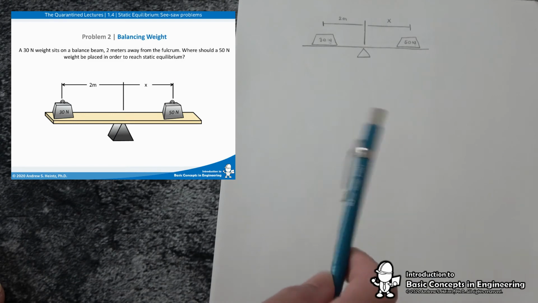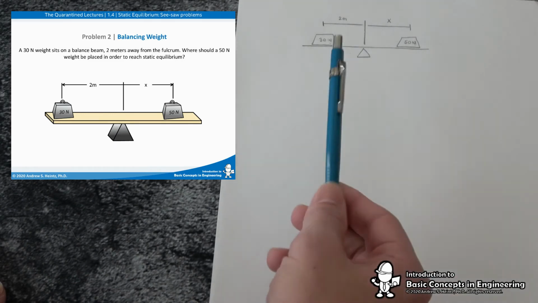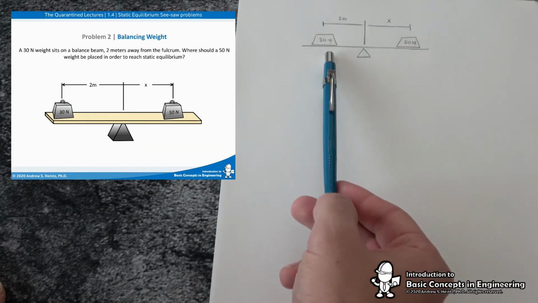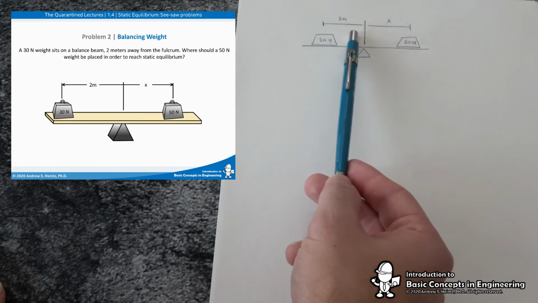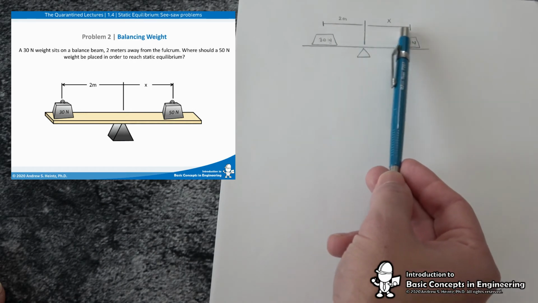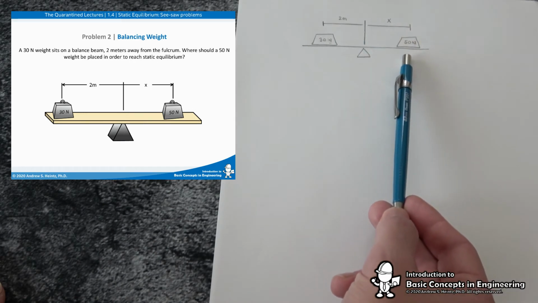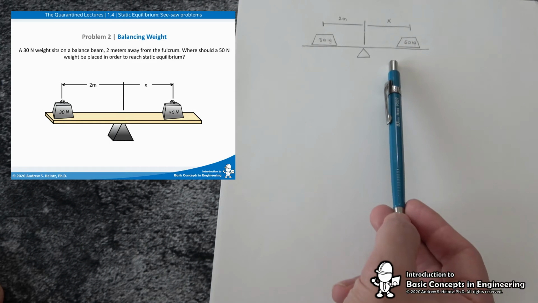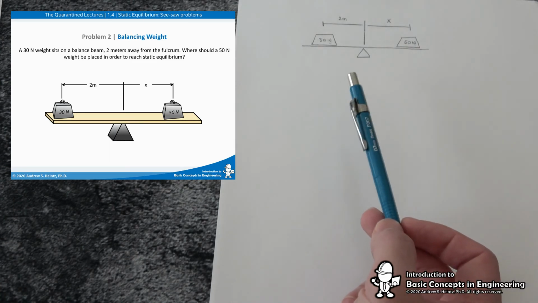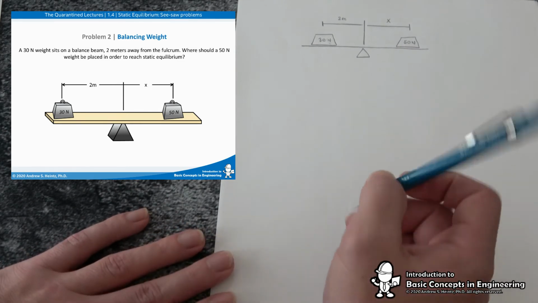Hello students. So in this problem, another seesaw problem, what we have is a 30 Newton weight that has been put 2 meters away from the fulcrum. And we're being asked to decide how far away the 50 Newton weight needs to be placed in order to balance this seesaw, right? So in this case, let's use the lever method.